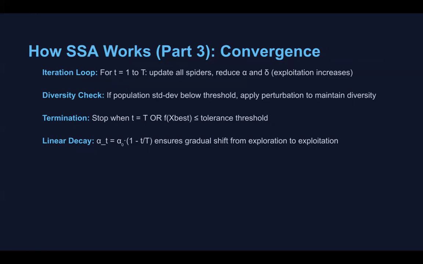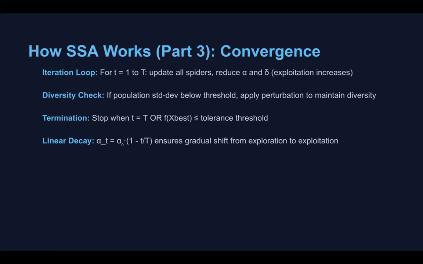The parameter decay: using the alpha and delta values, the higher the exploration in early stages, the higher the possibility of finding the global best. Diversity checker: the algorithm checks whether the population of spiders has become too similar. If the standard deviation of the positions is below a threshold, it means the swarm is losing diversity and might get stuck in a local minima. Then SSA applies an algorithm to some spiders to reinforce and find a better solution to find the global best.